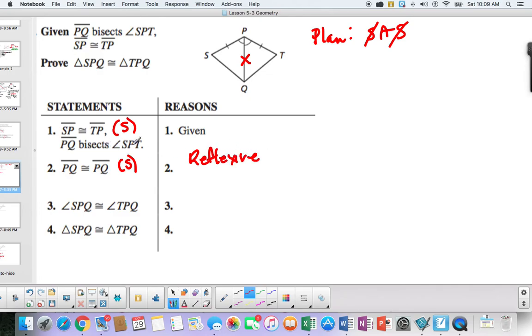Now, right here we have an angle bisector. And when we have an angle bisector, it cuts angles into two. So this is my angle pair. And this comes from definition of angle bisector. Now, once I've met the plan, I can now say the triangles are congruent by the shortcut side angle side.